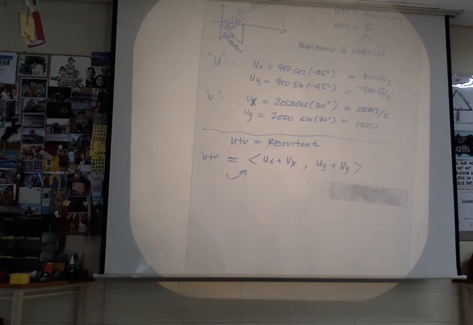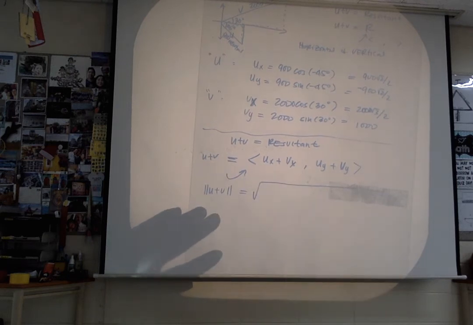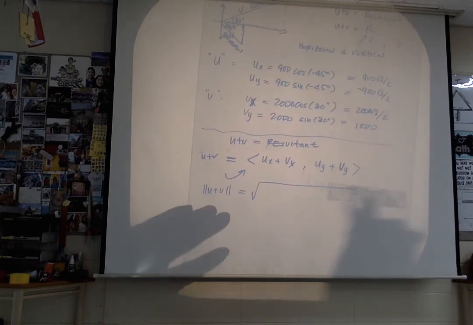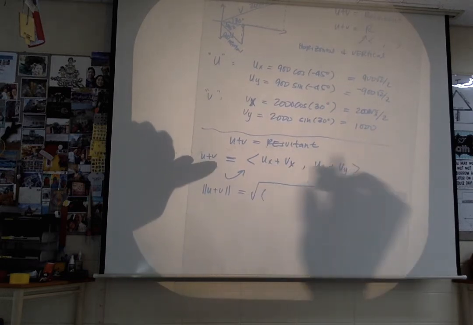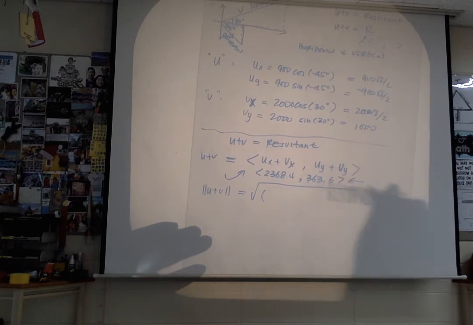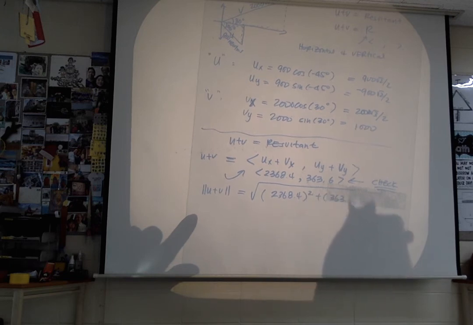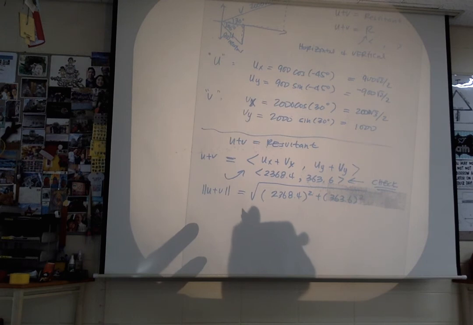Now, they asked you for two things. They asked you for the magnitude. In which case, here's what you do. You take the square root of the sum of the squared values, and I've already calculated them. Make sure you check with me. What I've got for these is 2,368.4 and 363.6. Check it. Don't just believe me, because then you're not going to know whether you can do it alone. I square these values, because I know how to find the magnitude of any vector, and that's going to equal about 2396.15.